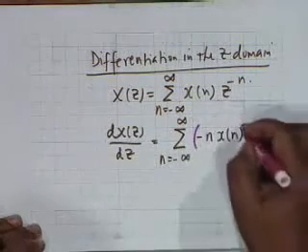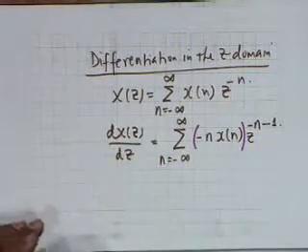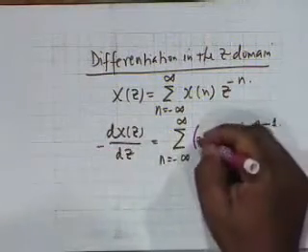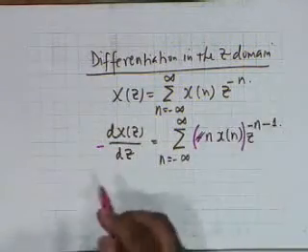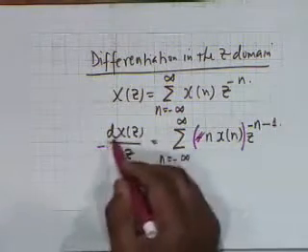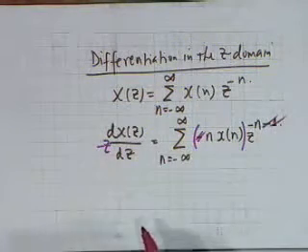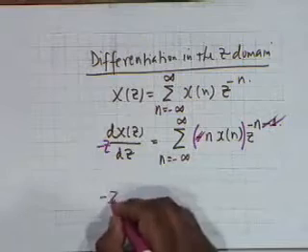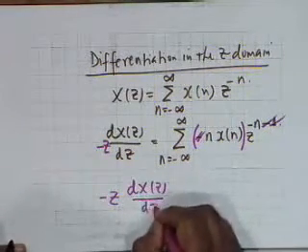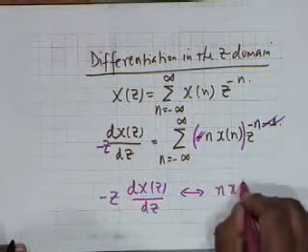Therefore we can consider this to be the Z transform of minus n x of n. Well, instead of keeping a minus here, why don't you bring the minus here? Then this goes away, and we multiply by a z to take care of z to the minus 1 here. That is, we multiply by a z, then this minus 1 disappears, and therefore the relationship that we have is minus z dX(z)/dz is the Z transform of the sequence n x of n.